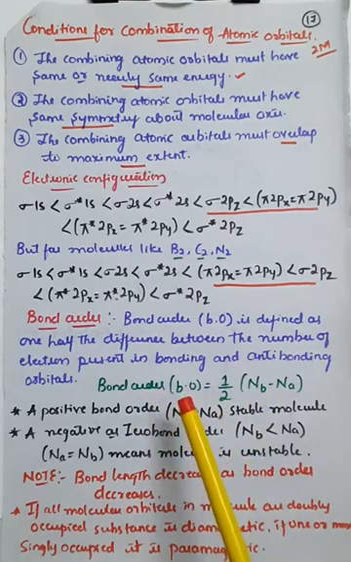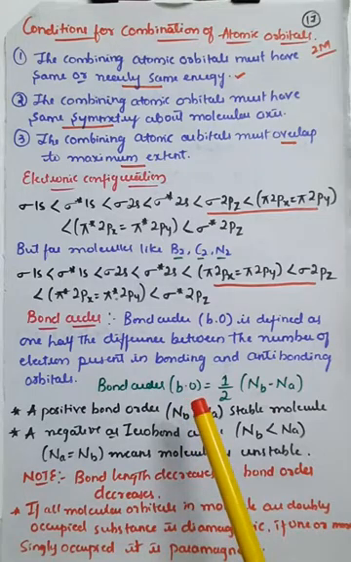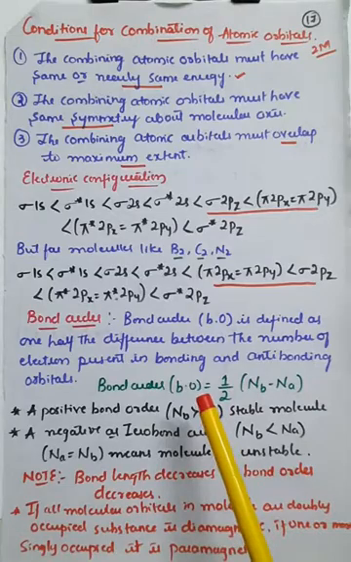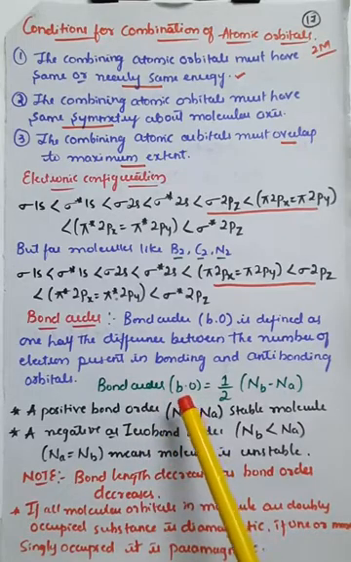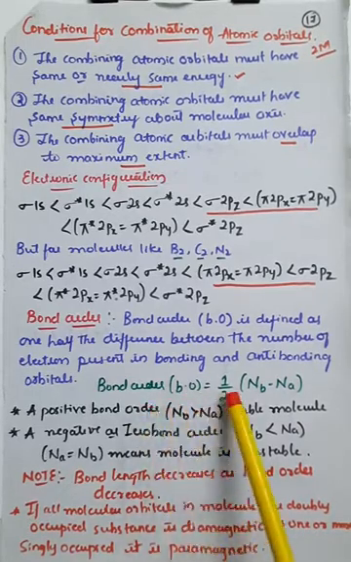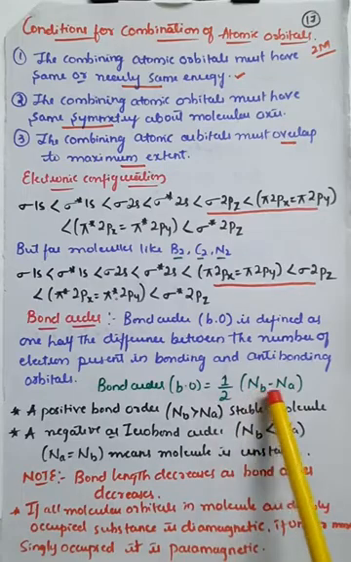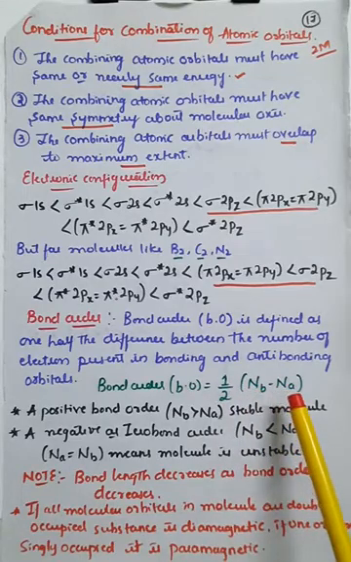So generally bond order is nothing but how many bonds are present between the atoms in a molecule. That is generally called bond order. But for the calculation of bond order, there is a formula: bond order is equal to 1 divided by 2 times (Nb minus Na). Further we will see some examples, right?